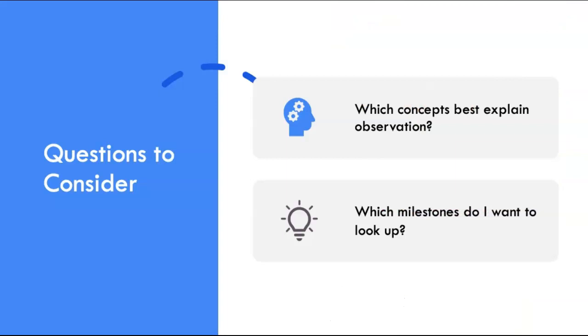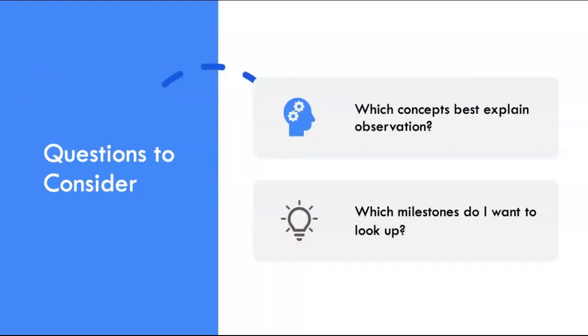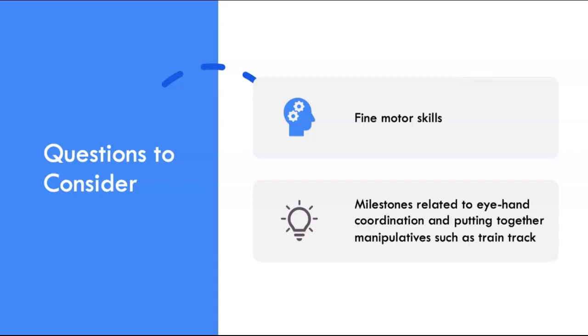After watching the video, there's some questions that you want to consider. So which concepts best explain the observation? So when thinking about concepts, it could be gross motor skills, fine motor skills, or milestones. And you also want to ask yourself, which milestones do I want to look up? In answering these questions, you might think about fine motor skills as some relevant concepts that came up here, particularly as the two children that were featured were putting together a train track.